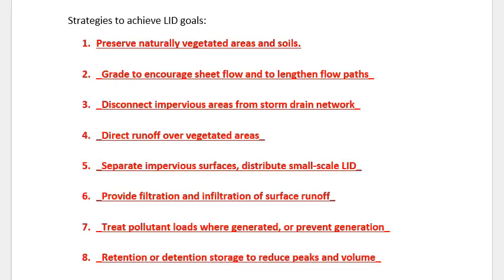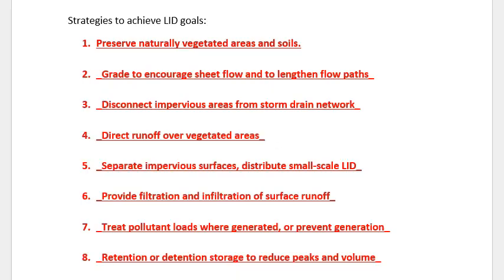Disconnect impervious areas from the storm drain network. So rather than running it right into the storm drain, can we run it over something first? So can we direct it over vegetated areas? Can we separate our impervious surfaces? Distribute small-scale, low-impact development technologies. So if we can separate them, that helps with the runoff, and also we can get credit for that.